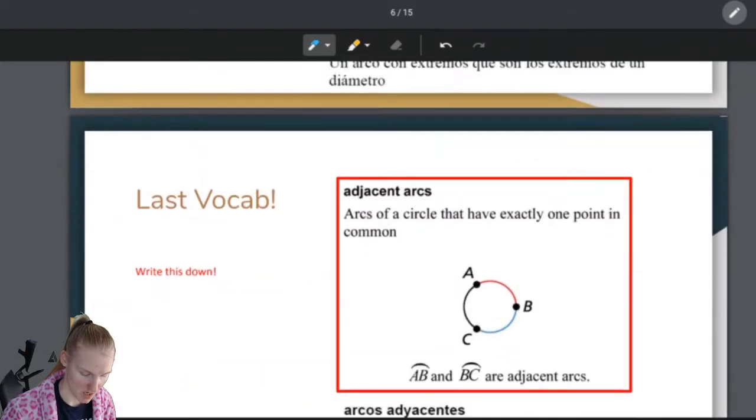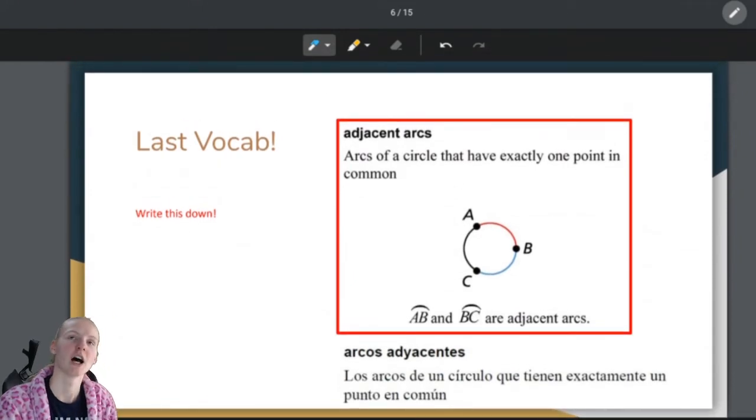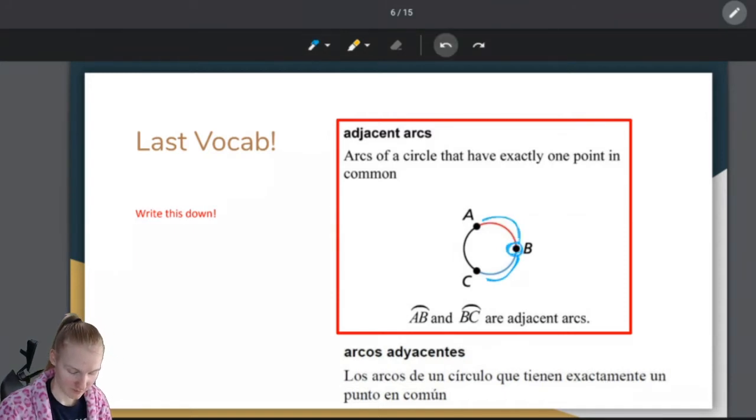Moving on. I think this is actually our last vocab word. Adjacent arcs. So adjacent angles meant two angles that were right next to each other. So adjacent arcs are arcs of a circle that have exactly 1 point in common. So when we look at AB and BC, they share B. They share that point, these two arcs. So that makes them adjacent. It's kind of like our adjacent angles. They share one of their rays, and that's what makes them adjacent. Adjacent arcs share a point.